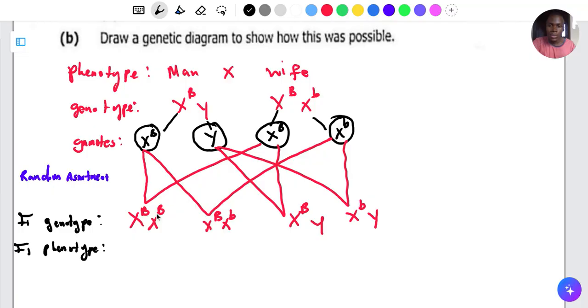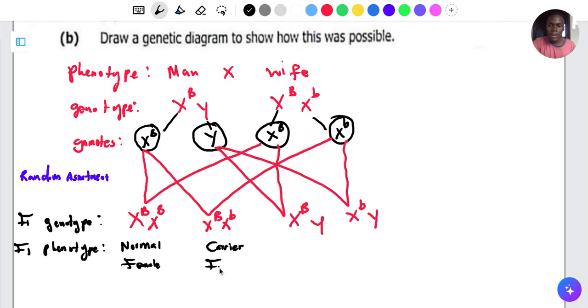So since we're having BB, meaning this one is going to be normal. Since it is XX, it's a female. So I'm just going to say female. Then this one is a female, but it's having capital letter B and small letter b. When you're having capital letter B and small letter b, that is a carrier, isn't it? So we're going to have a carrier. Of course she's normal, but she's just a carrier of that certain disease which is color blindness.